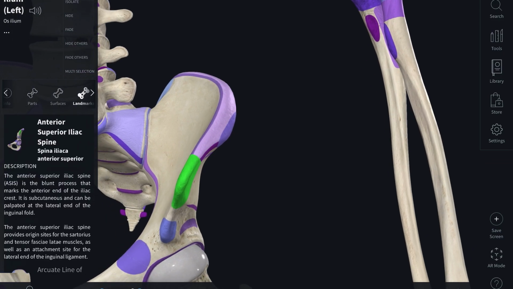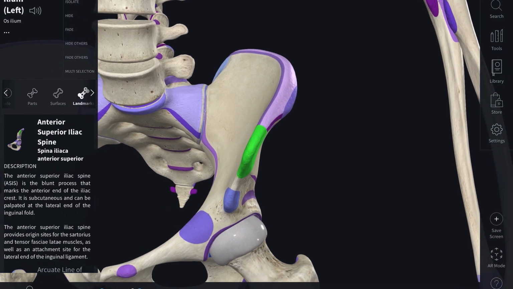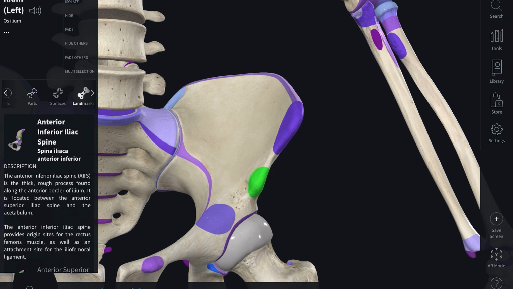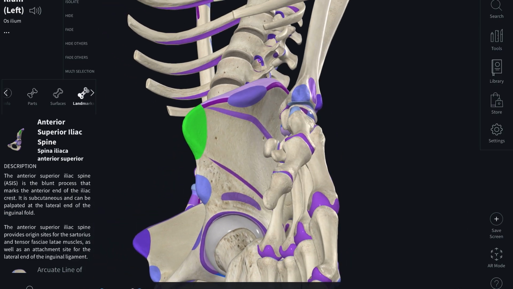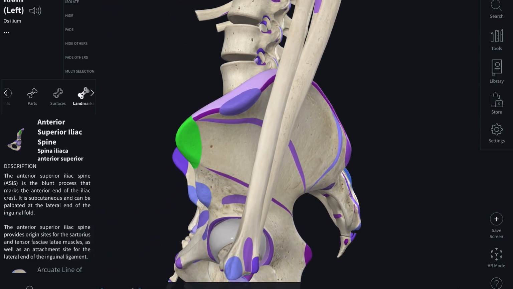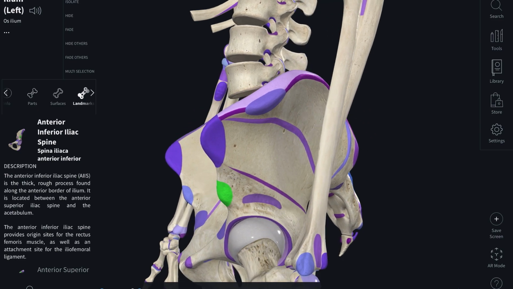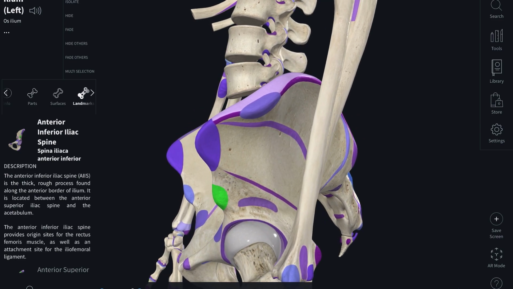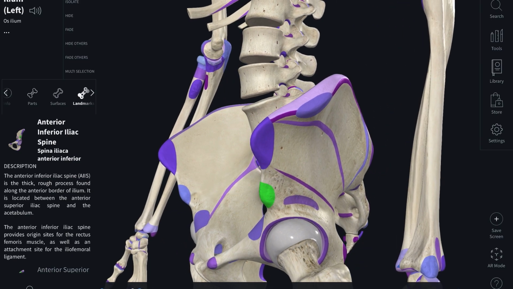Then this is what's called your anterior superior iliac spine. And then this is going to be your anterior inferior iliac spine. So if we come back to this one in green, some people refer to it as your ASIS, and the one just inferior to that as your AIIS, as I've actually heard it that way before.